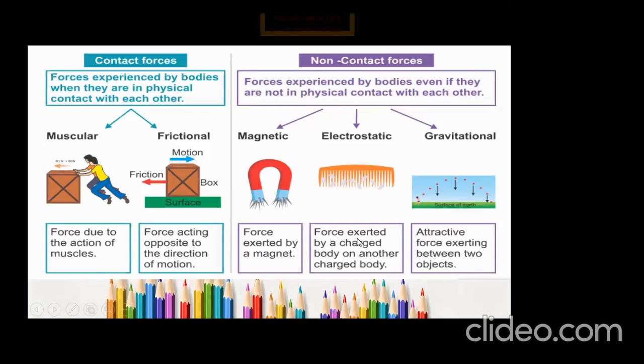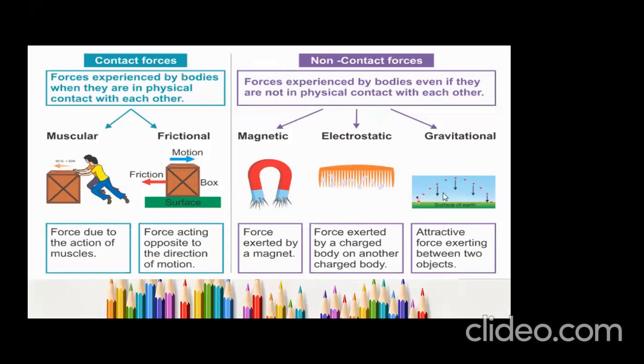electrostatic force is the force exerted by a charged body on another charged body. In your book this electrostatic force is not given, but you have experienced it several times. During the winter season, when our hair is dry, it produces electrostatic force. When there is a charged particle moving, it produces electrostatic type of force. This is produced due to the movement of charge.